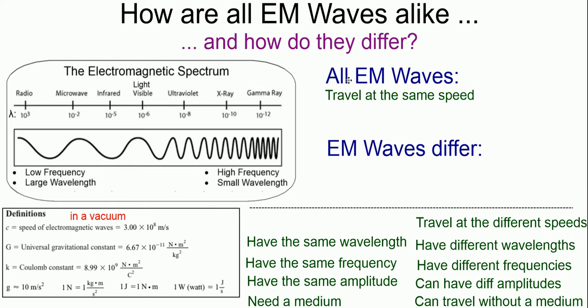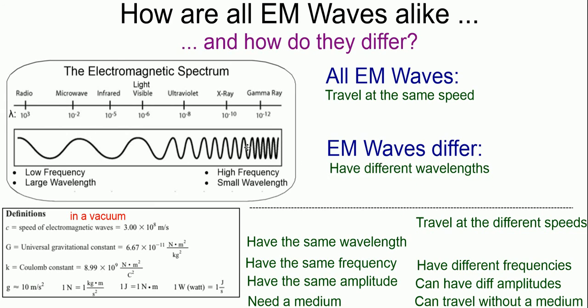Next, all EM waves have the same wavelength or have different wavelengths? Well, look at your picture here. It's silly to say they have the same wavelength, right? Look at radio. That could be a mile long, the wavelength. Gamma rays, unbelievably tiny. So, EM waves differ because they all have different wavelengths, don't they? All 7 have different wavelengths.